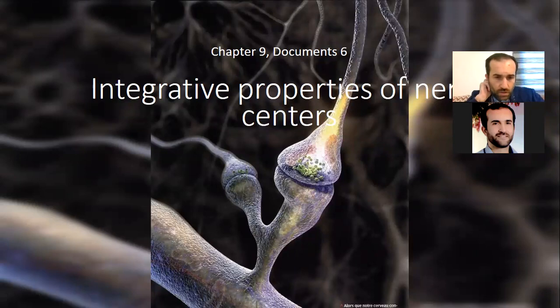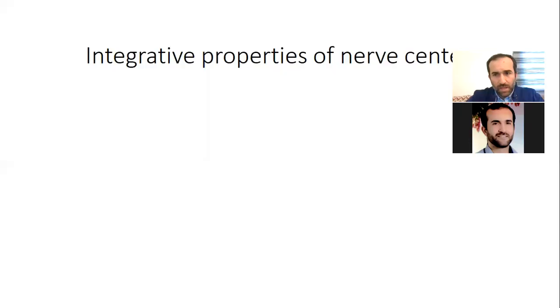Okay, we will start today with chapter 9, document 6, integrative properties of nerve centers. We have explained in this lesson some paragraphs. We will make a quick review about them.